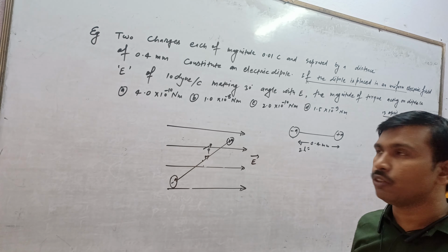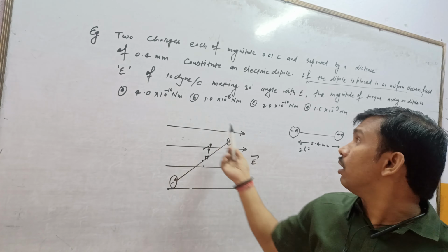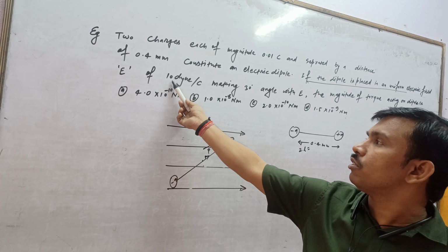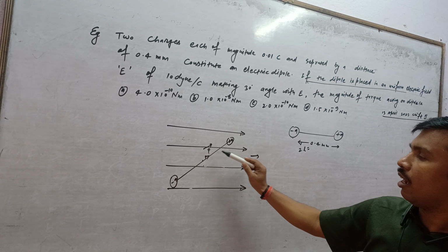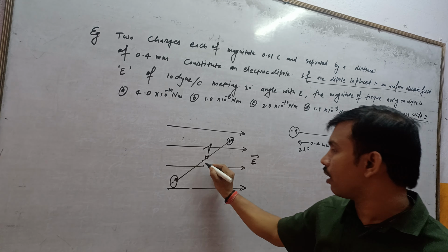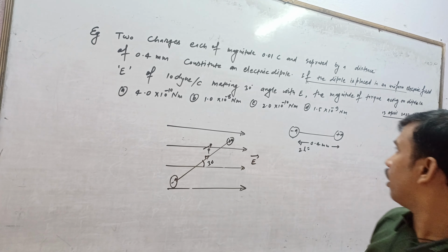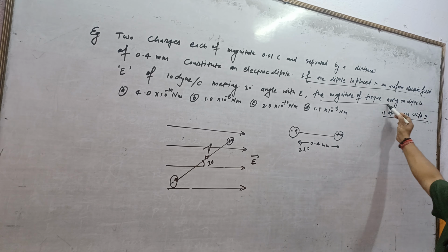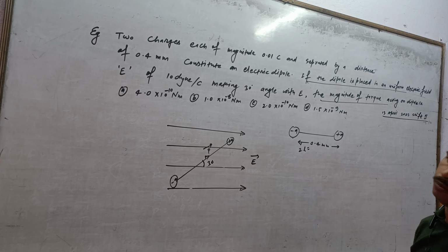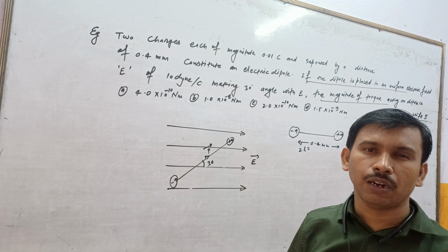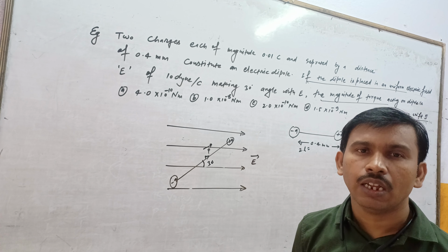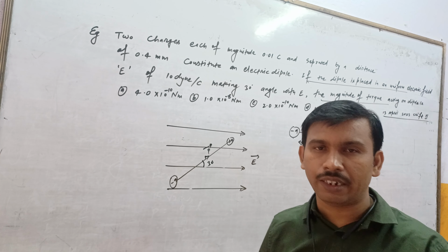If the dipole is placed in a uniform electric field, where the electric field value is given as 10 dyne per coulomb, and this dipole moment makes an angle of 30 degrees with the electric field, then find the magnitude of torque acting on the dipole. So torque acting on the dipole in a uniform electric field is equal to P cross E, or you can say PE sin theta.